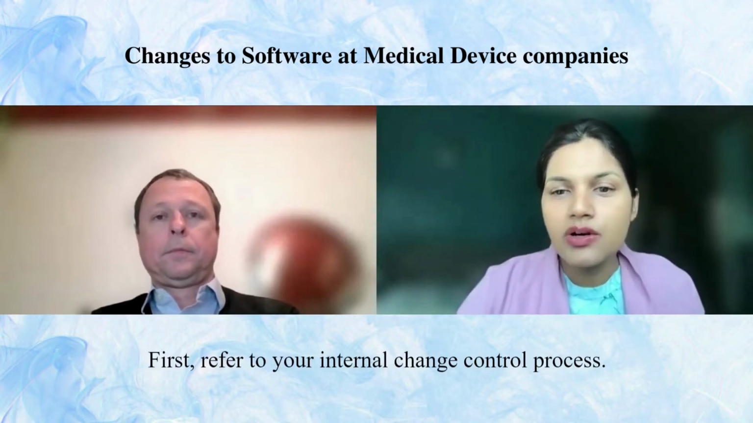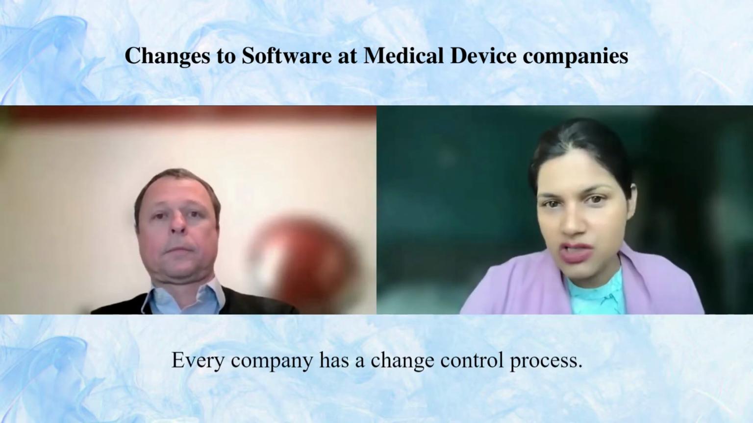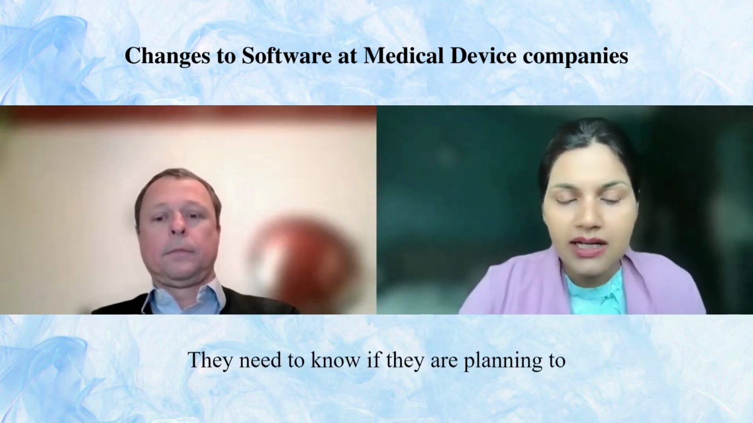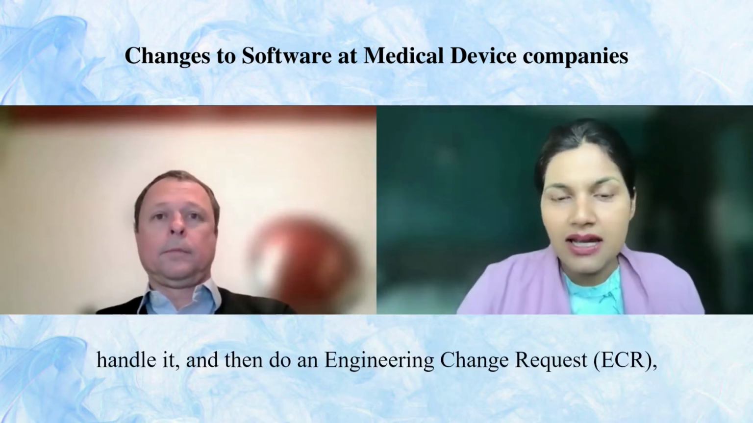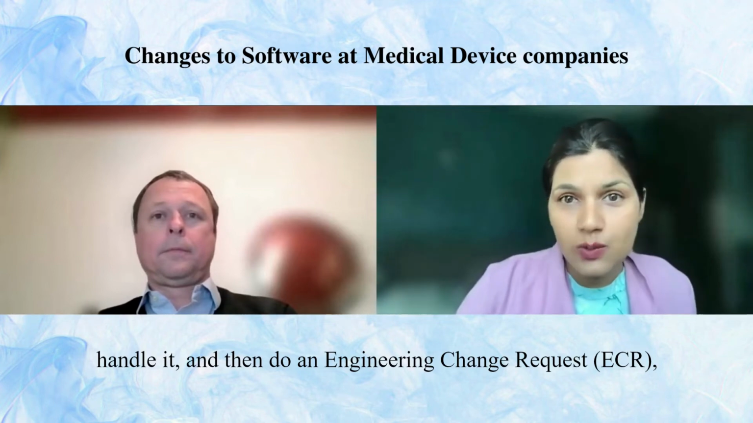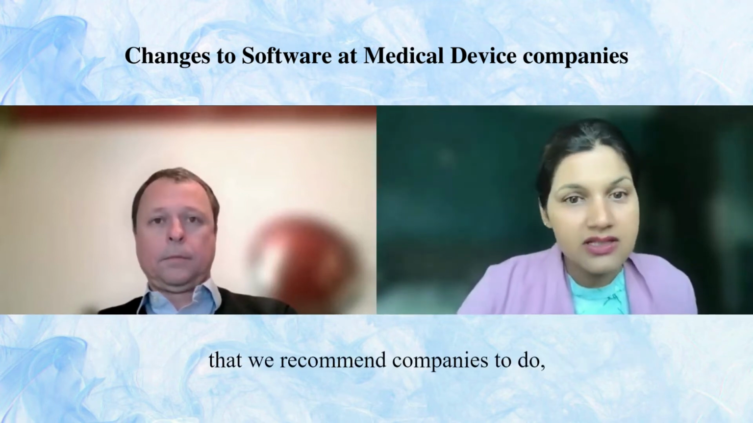First, refer to your internal change control process. Every company has a change control process. They need to know if they're planning to make some changes, then how are they going to handle it? And then do an engineering change request. This is certainly the second step that we recommend companies to do.